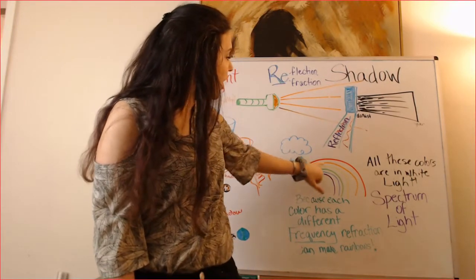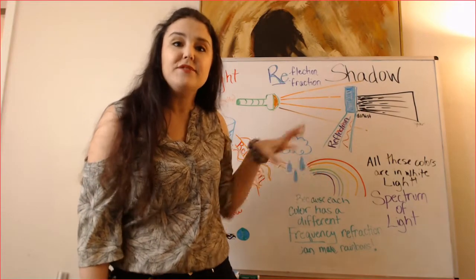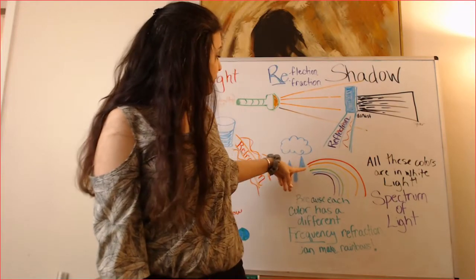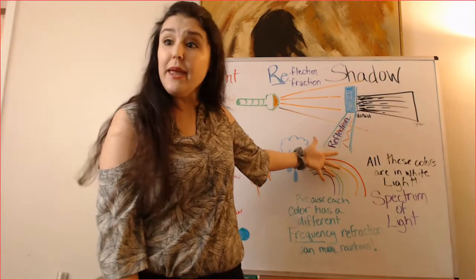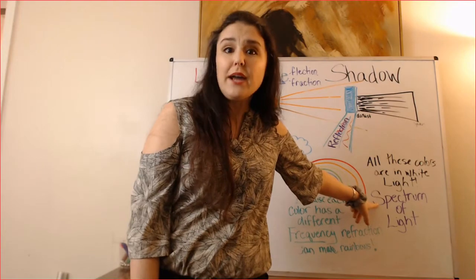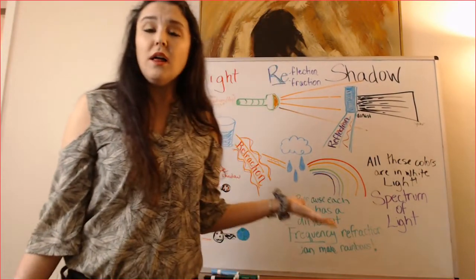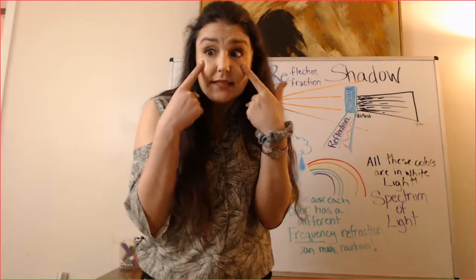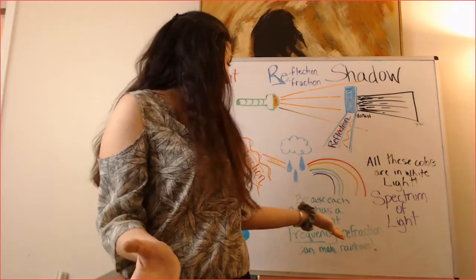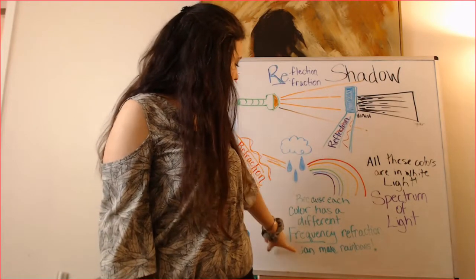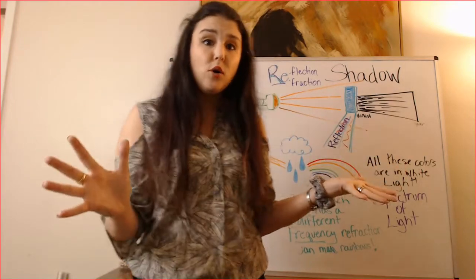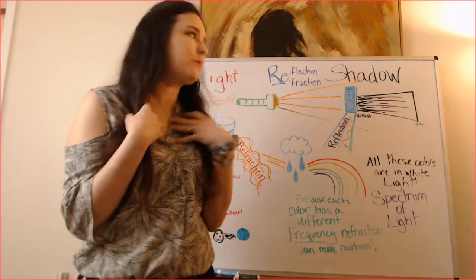Remember we talked about how all of these colors of light have different wavelengths, different frequencies. So when it is refracted through the water droplets, it makes a rainbow. And the rainbow is our visible spectrum of light, all the colors of light that your eyes can see. Pretty cool, right? They all have different frequencies. So when they're refracted, white light, plain old sunlight, can make rainbows. Oh, so cool. We love rainbows.